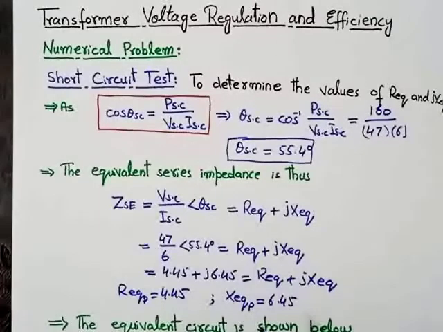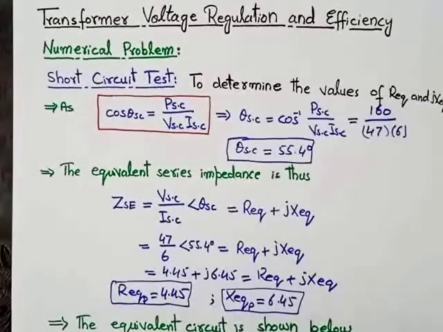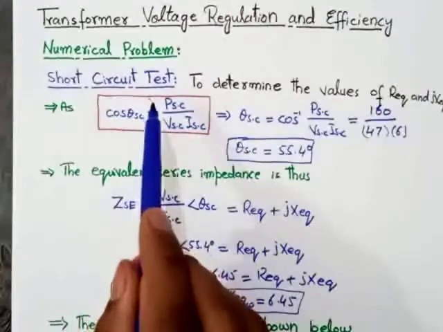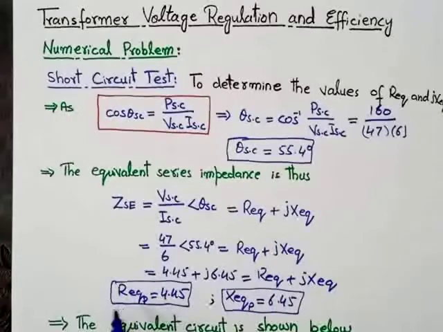The reason is that we perform the short circuit test on the high voltage side of the transformer. As we know, in the given transformer in this numerical problem, the high voltage side is the primary side and the low voltage side is the secondary side. So that's why R equivalent and X equivalent will be on the primary side of the transformer, because the primary side is the high voltage side of the given transformer.